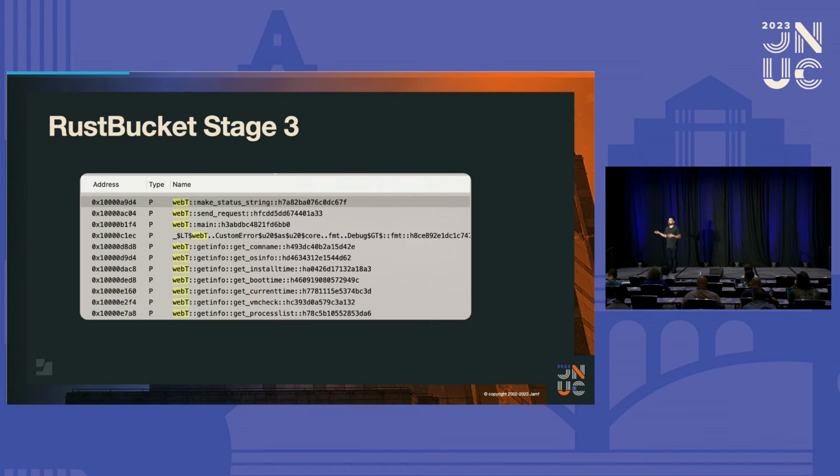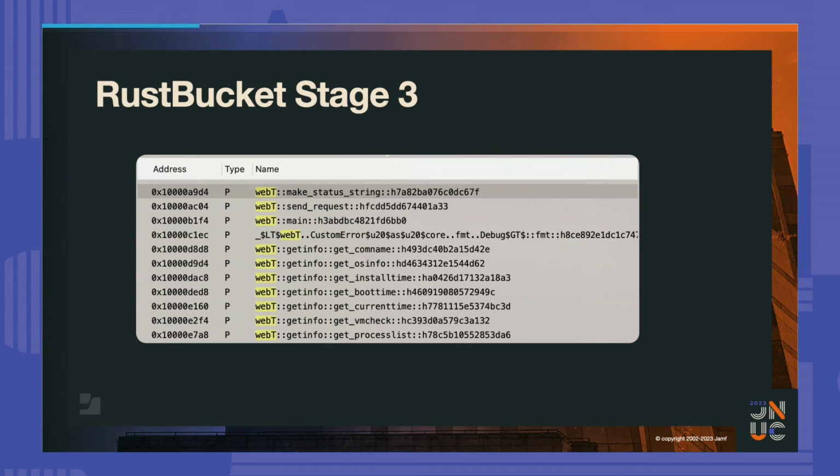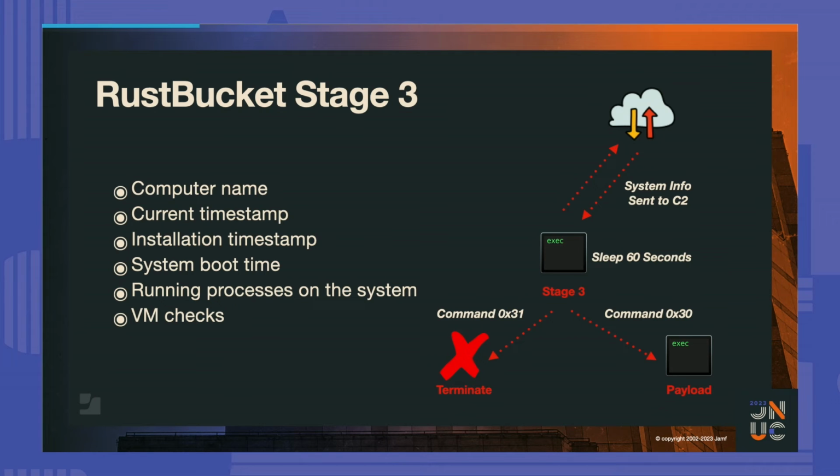So taking a look in Hopper, we see a crate that is called WebT, and it does a number of things and gets various system artifacts. Taking a look into this a little bit further, we can see that it actually grabs the computer name, current timestamp, installation timestamp, and system boot time, as well as all of the running processes on the system.